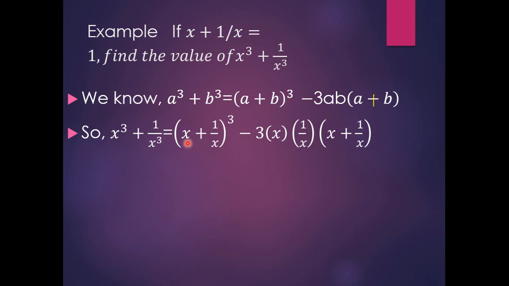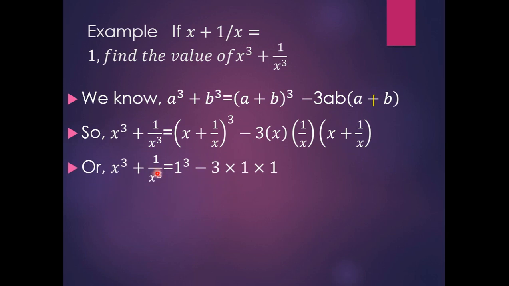In place of a we have x, in place of b we have 1 over x, so 1 over x whole cube we can write. So in place of b we have 1 over x cube from the formula, minus 3. In place of a we have x, in place of b we have 1 over x, plus, in place of a we have x, in place of b we have 1 over x.